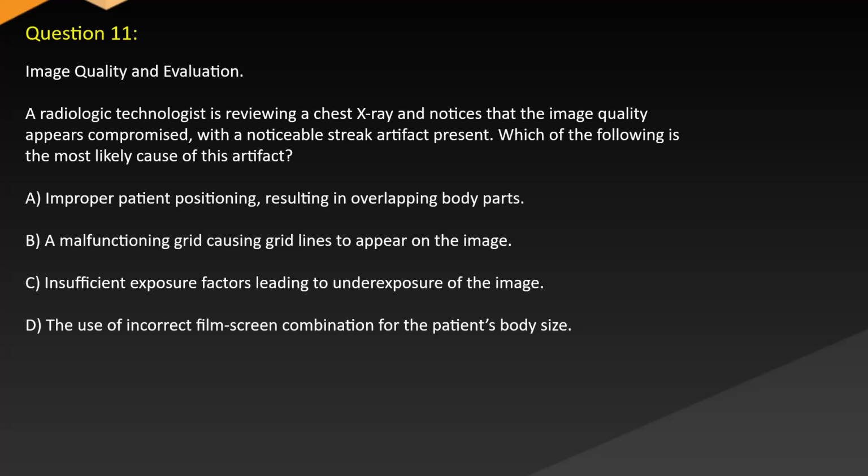A. Improper patient positioning resulting in overlapping body parts. B. A malfunctioning grid causing grid lines to appear on the image. C. Insufficient exposure factors leading to underexposure of the image. D. The use of incorrect film screen combination for the patient's body size.